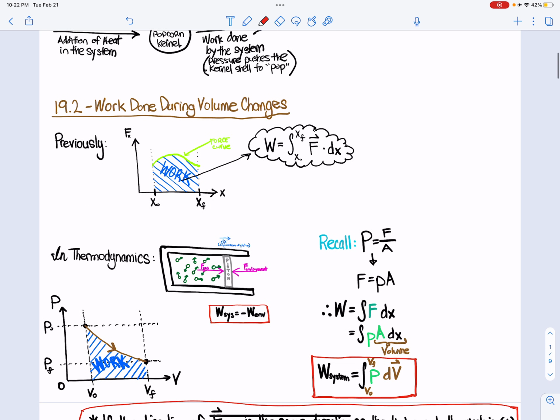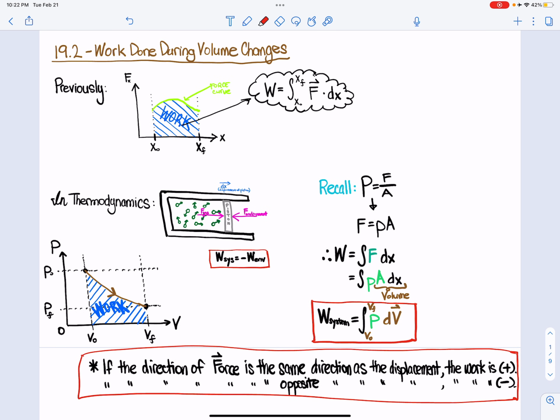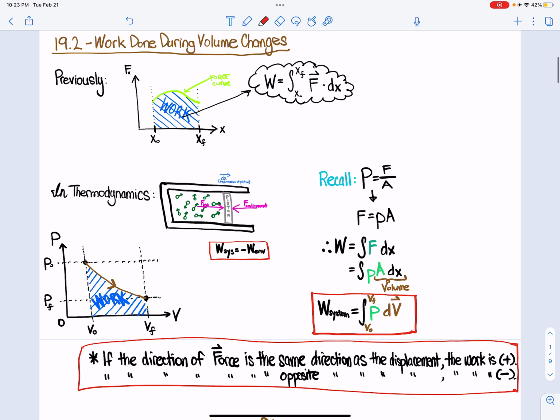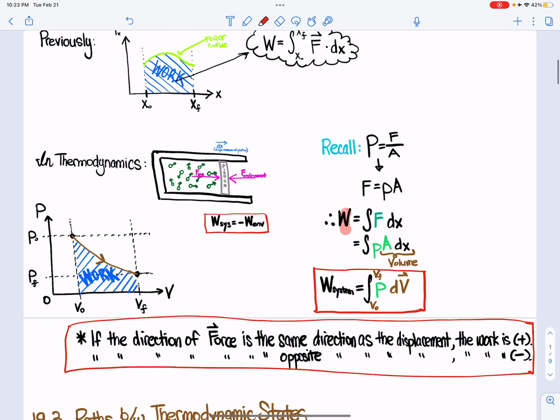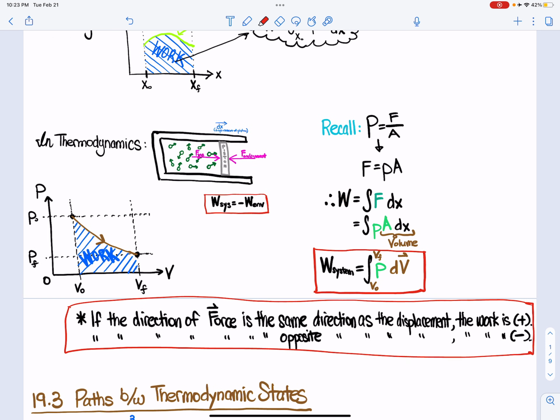All right, so moving on to section 19.2, work done during volume changes. Previously, we calculated work as the integral from initial x to final x of a force along dx. That was the area under the force curve. In thermodynamics, we still use that same formula, work is equal to the integral of force along dx. We just change things up a little bit.